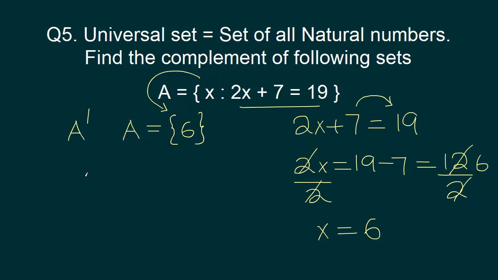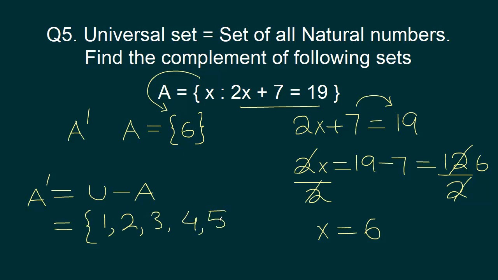Now let's find out. So if A is this, what is the universal set? Well, the universal set is the set of all natural numbers. So now A complement, what is A complement? A complement will be universal set minus A. So the universal set is simply a set that has numbers 1, 2, 3, 4, 5. Now we have to skip 6. We cannot include 6. 7, 8, so on and so forth.